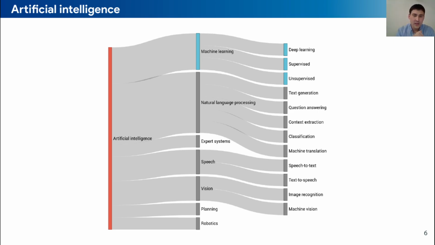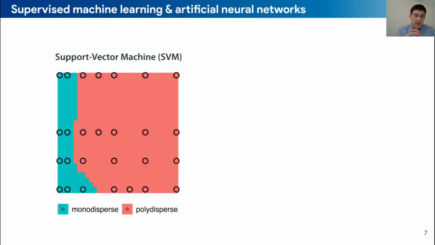So AI is a huge field, but we're specifically looking at using machine learning, which is an area where data and algorithms are applied to iteratively learn and gradually get more accurate. So in brief, we used classification algorithms, specifically the support vector machines algorithm, to build a supervised machine learning model to predict whether particle formulations would be either monodisperse or polydisperse.